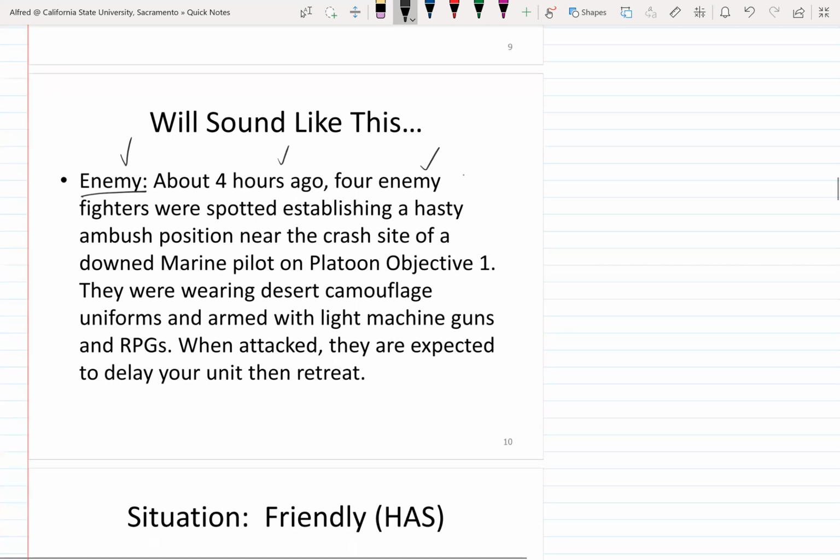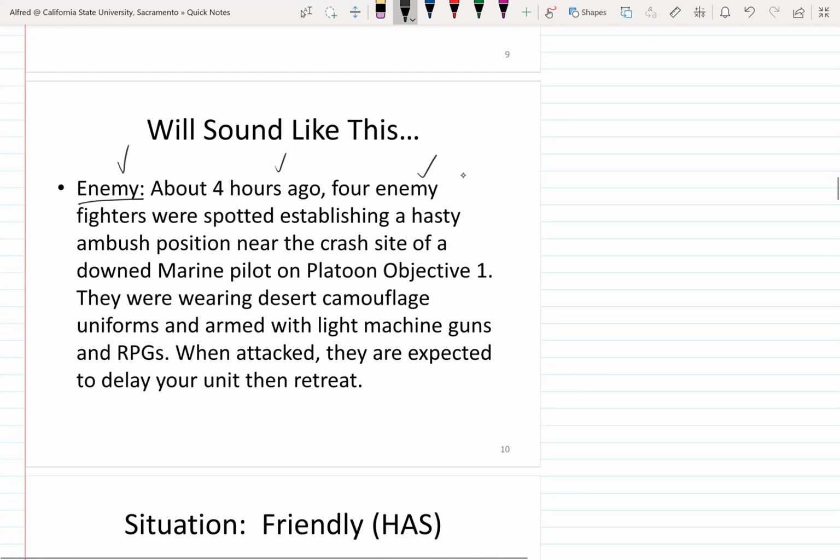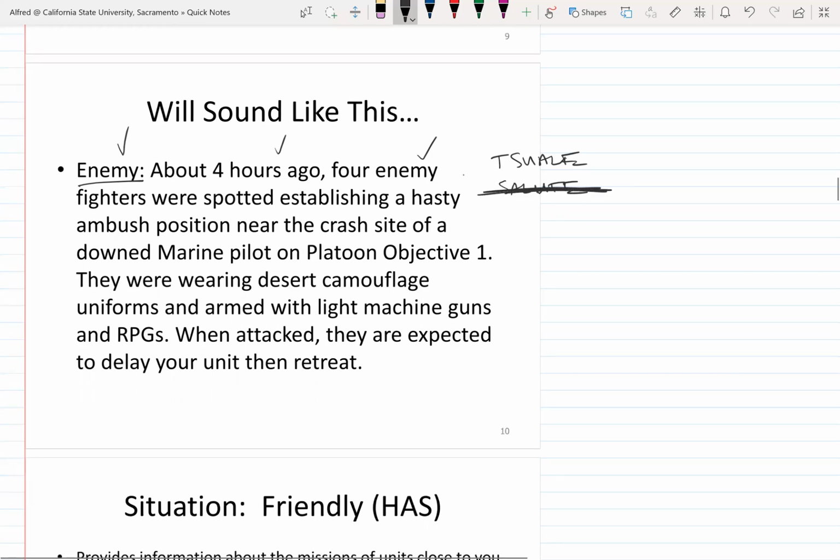That's it. And it's all just one sentence, but if you notice, it does cover that T-Swally format. And if you said it in the form of salute, it would sound like shit because you would say 4 enemy fighters were seen setting up a hasty ambush at crash site Platoon Objective 1, 4 hours ago with RPGs and machine guns. Like, I guess that would kind of work, but let's just not go there.